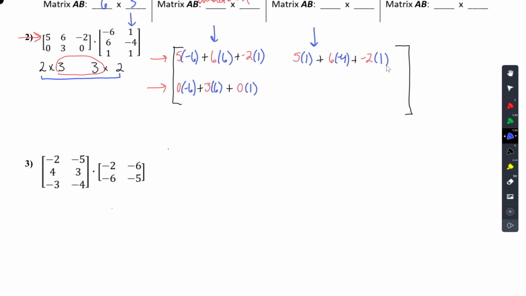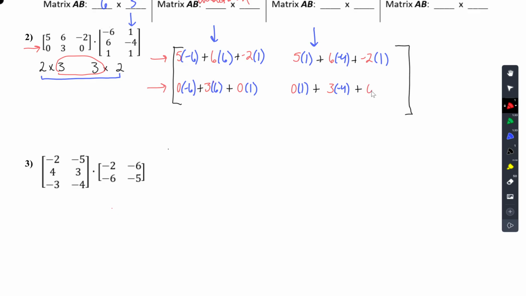And then last but not least, to get this number, you've got to do that second row, second column. So I don't want to use the 5, 6, -2. I want to use the 0, 3, 0. So again, you're always starting at the first number in that row, which is 0. First number in the second column's 1. And then plus, and the next number is 3 in the row. The next number in the column is -4. Plus, and then the last number in the row is 0. Last number in the column is 1.